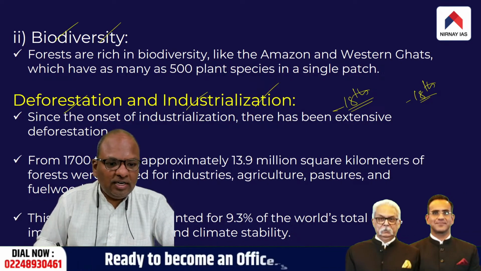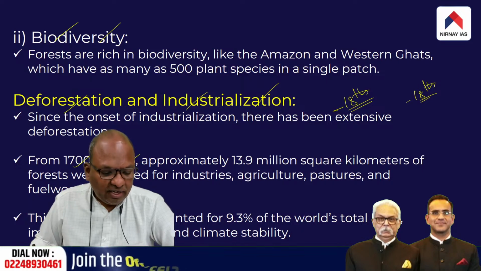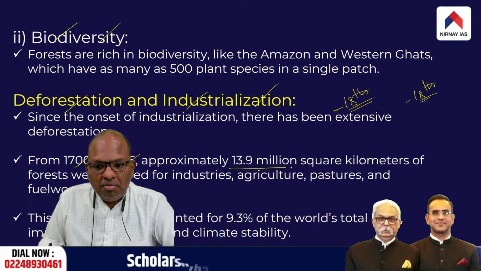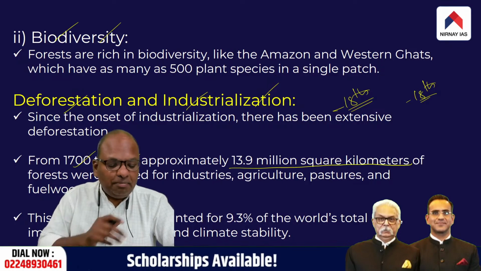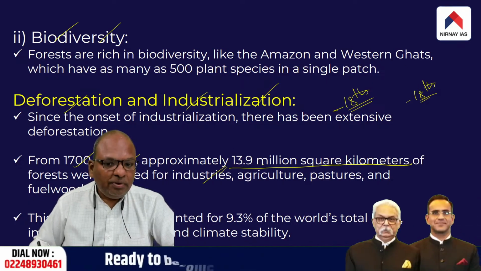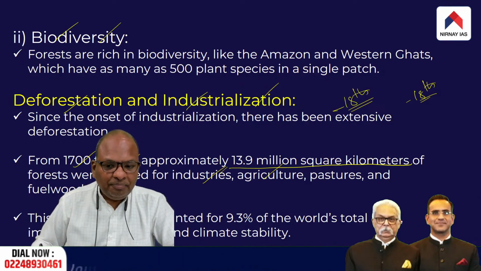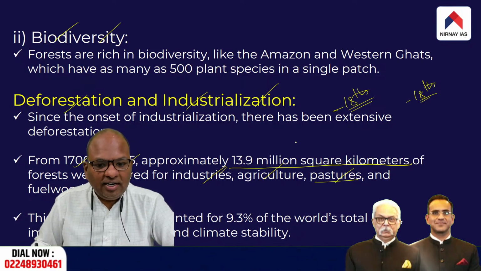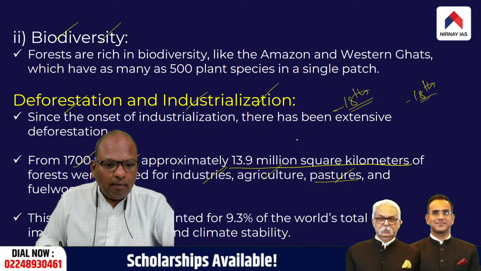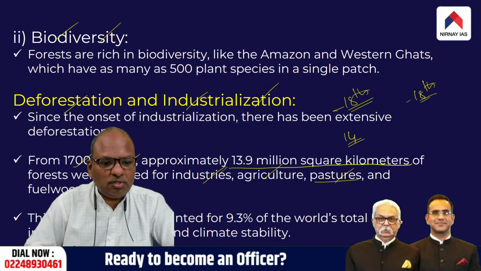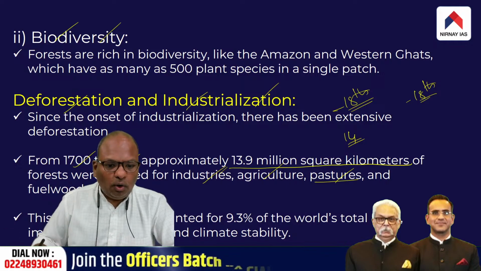For example, between 1700 and 1995, 14 million square kilometers of forest had been cut down to meet the needs of industry, to bring more land under agriculture, and to bring more land under pastures. Between these 250 or 300 years, 14 million square kilometers of forest has been cleared to meet all of these needs.